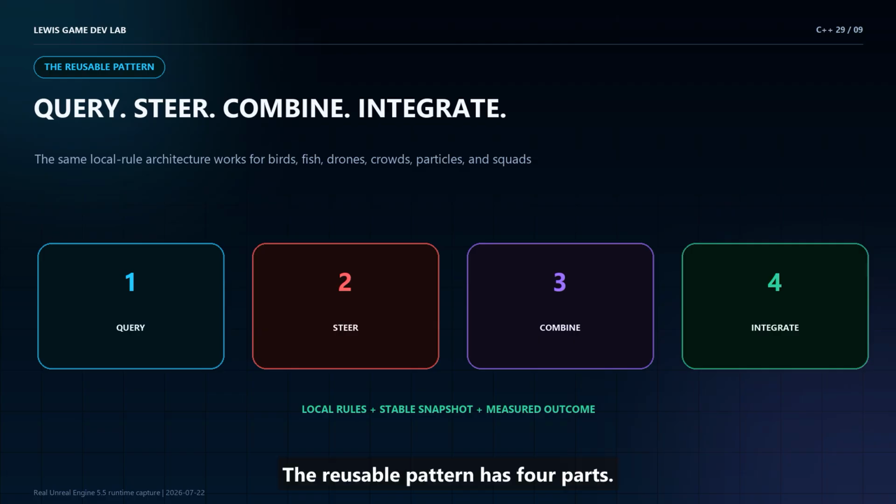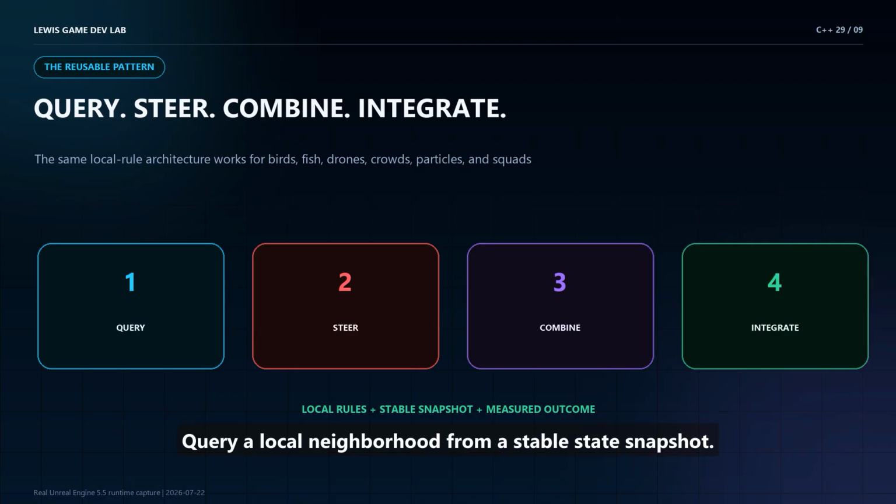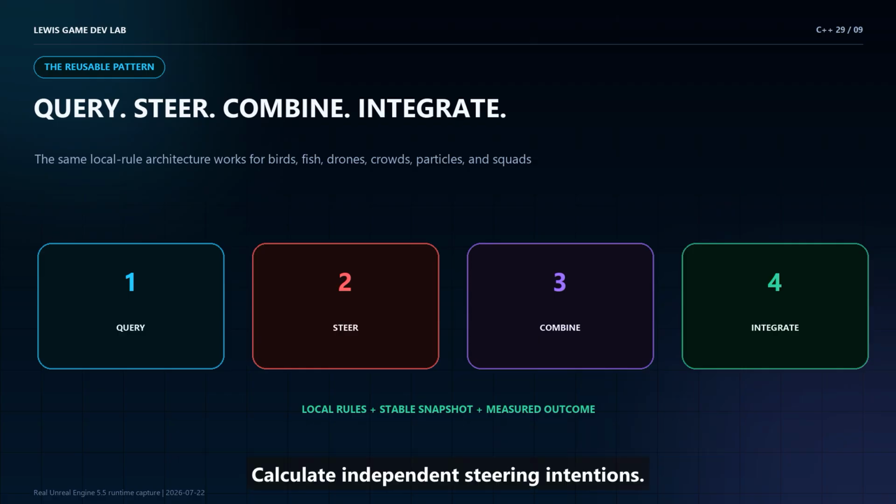The reusable pattern has 4 parts. Query a local neighborhood from a stable state snapshot. Calculate independent steering intentions. Combine and clamp them with explicit weights. Integrate every agent into a new state, then render the result.